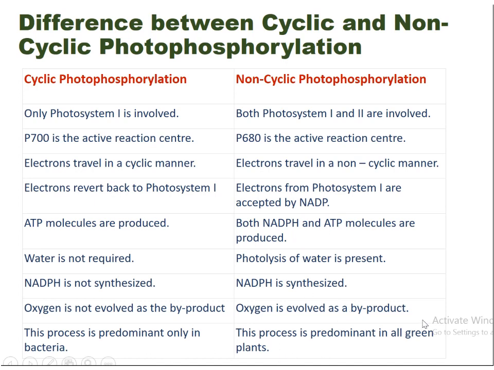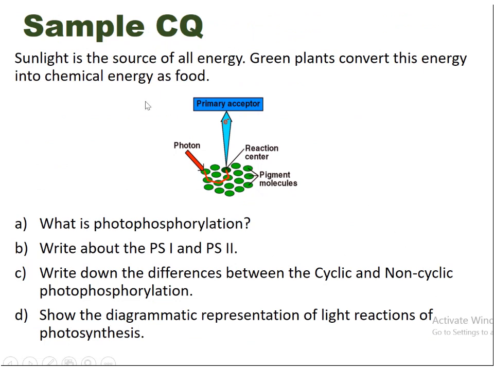Now, a sample creative question for you. See here the stem: sunlight is the source of all energy. Green plants convert this energy into chemical energy as food. See here the photosystem and its components: photon, primary acceptor, reaction center, pigment molecules. This is a model of a photosystem. You have to answer these 4 questions from the above stem, and the marks of the questions are 1, 2, 3, and 4 respectively.